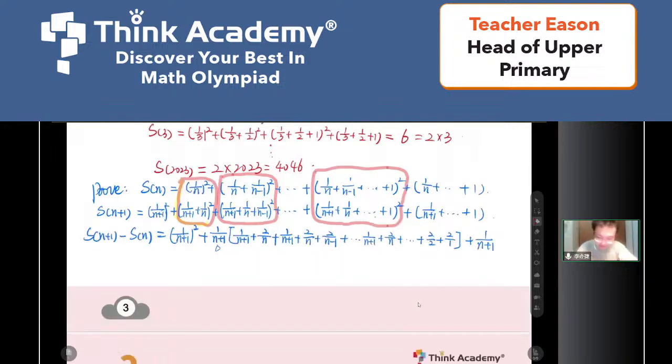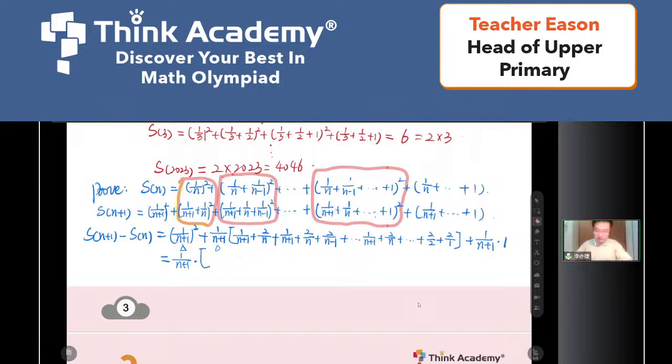Now here, this one we also have 1 over n plus 1, and here we have n times 1, so we can write it times 1 here. Actually we can use this 1 over n plus 1 to cover all. But then, what do we get? Let's see what's inside this bracket.